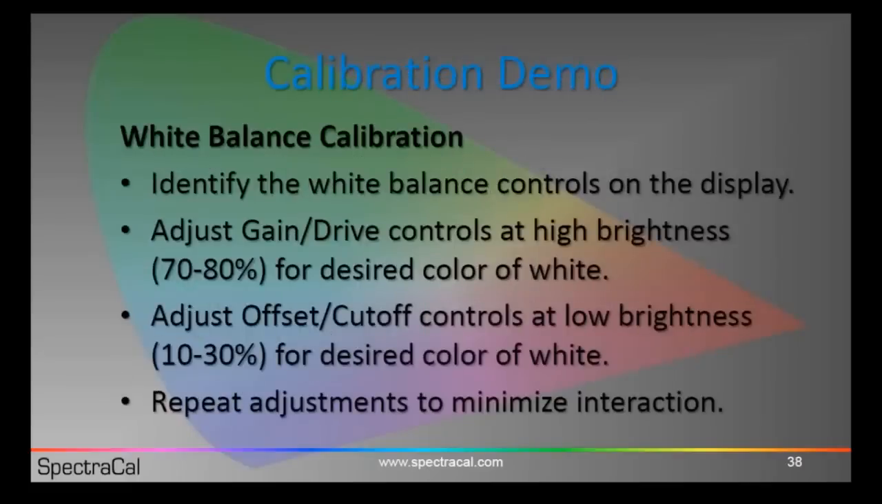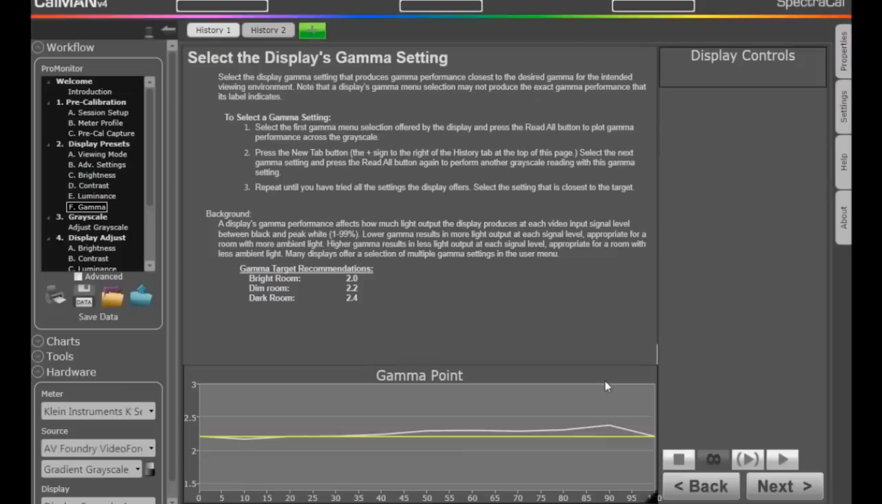So we're going to be going through a white balance calibration in just a moment. What we're going to be doing first is to identify the white balance controls on the display. We're going to be identifying two sets of controls, one for high brightness adjustment and one for low brightness adjustment of color. We're going to be actually adjusting those controls as we see the effect on the display and on our measurement software. And we're going to be adjusting the gain and drive controls in order to produce improved white balance performance at both high and low brightness. So let's switch over to the CalMAN software and switch to the next step, which is our adjust grayscale step.